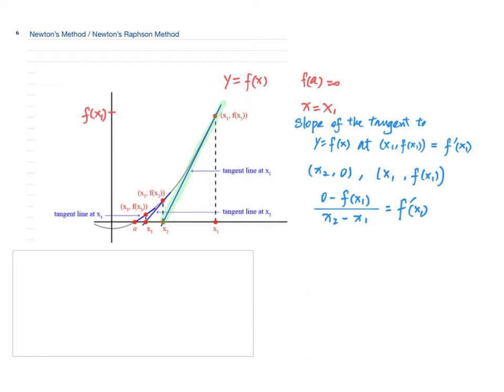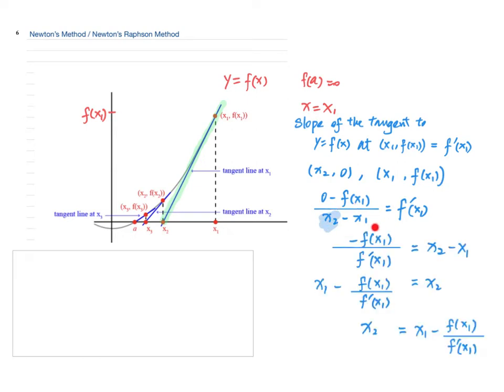So what I have done here is get 2 points on the straight line. The coordinate of this point should be (x2, 0). The coordinate of the point that we located on the curve should be (x1, f(x1)), and we calculate the gradient of the straight line. It should be 0 minus f(x1) over x2 minus x1, and it should be equal to the first derivative of this curve at x equal to x1. So this equation is formed, and our target here is to find the value of x2.